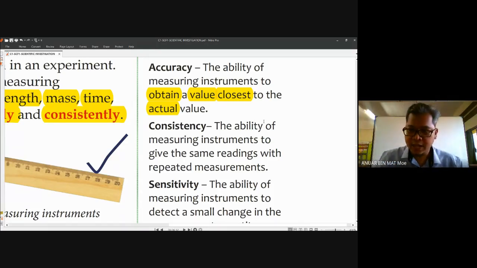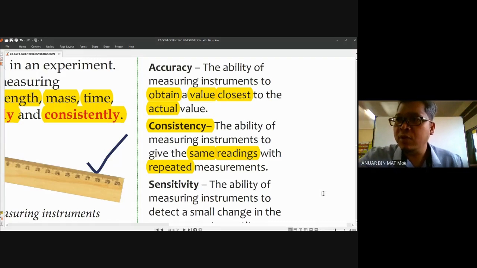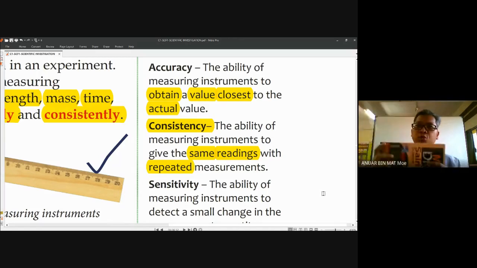Number two, consistency. Give the same reading for repeated measurement. You cannot have a measuring instrument that has an error, because it will make the measurement of your object not correct. You use the same object, and although it has a different ruler, it must have the same reading. This is what we call consistency.